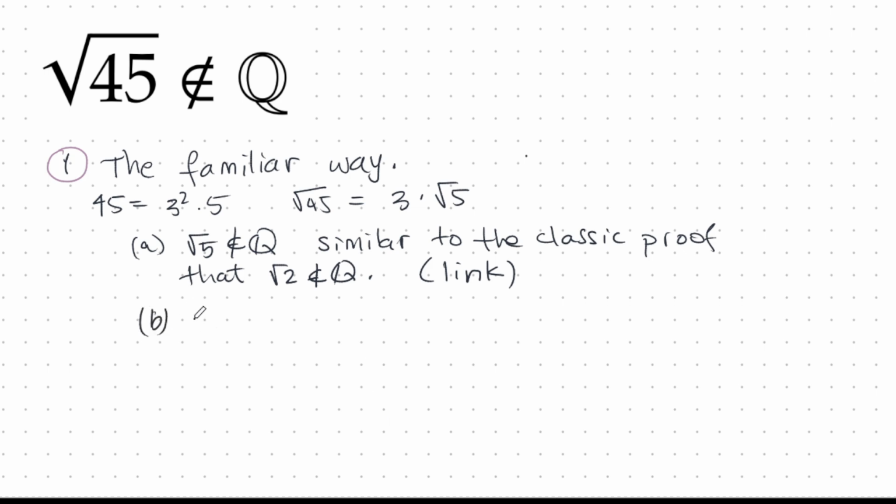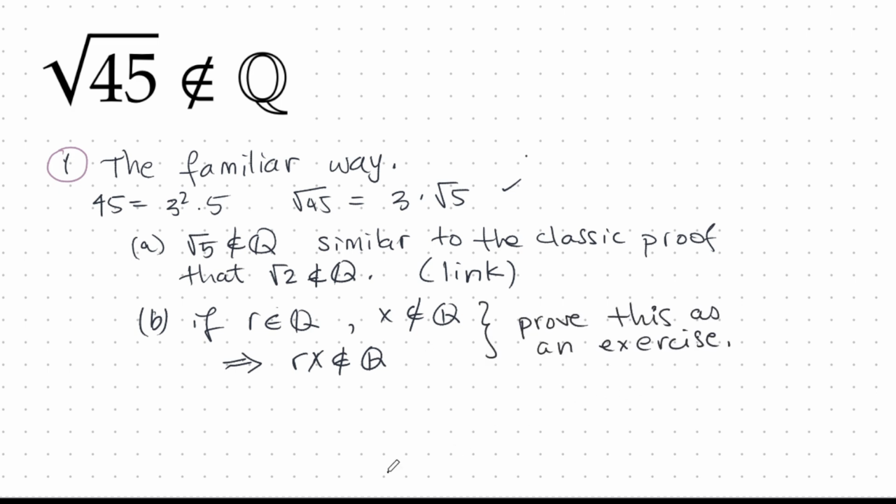We need this: if r is rational and x is not rational, then r times x is not rational. Okay, so if we have a and b, then this is proved, no problem. For this, I would like you to do it as an exercise. So it's pretty easy to do. Just try that. Well, so this is what you're expecting. This is probably the best way to do it, but this is not how we're going to do it in this video. In this video, we're going to do it the hard way.